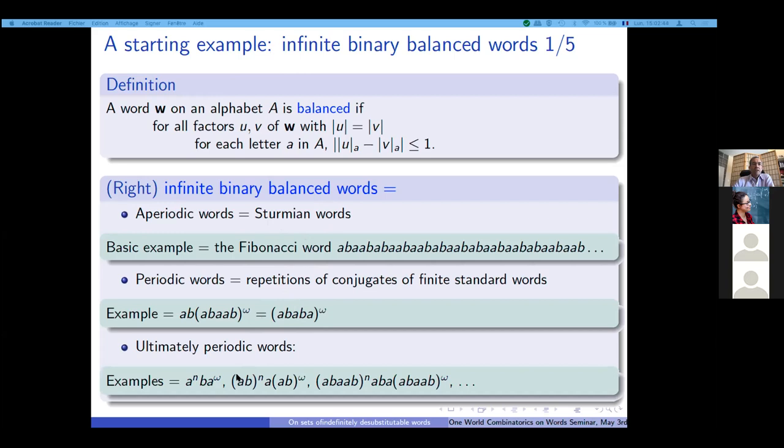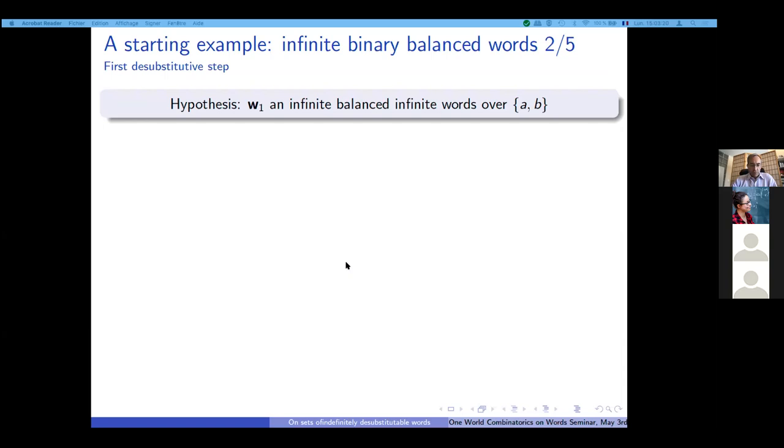The simplest one is the first one here, which is a word containing only one B, and the other examples given here can be obtained from the first one by applying some morphism. Here the simple morphism that maps A to AB and B to A. This morphism is applied once here and twice more to obtain the third example. So this is the family of this example. And what I want to do is to obtain a characterization with desubstitutions of this family.